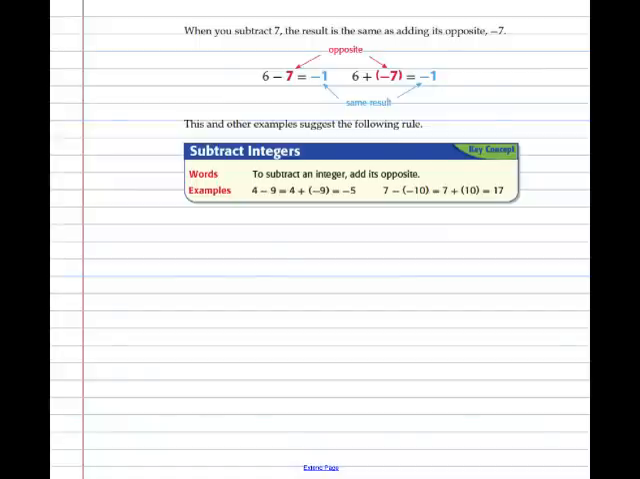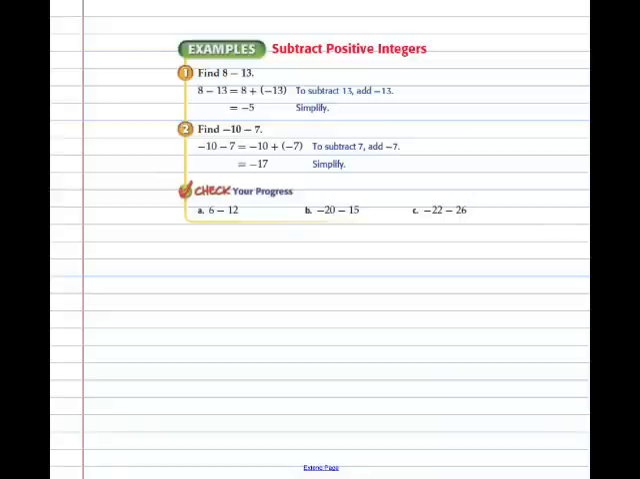This is actually called the algebraic definition of subtraction. So 4 minus 9 is the same as 4 plus a -9. 7 minus a -10 would be the same as 7 plus 10. Subtracting is the same as adding the opposite. In example number 1, 8 minus 13 becomes 8 plus -13 by adding the opposite. The result is -5. -10 minus 7 becomes -10 plus a -7, which is -17.